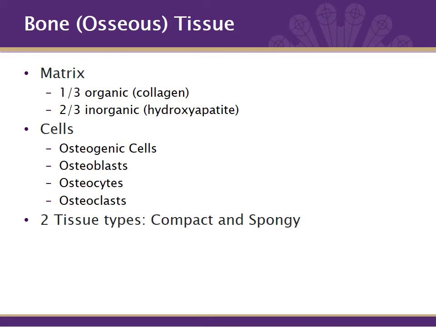They are found on the bone surface and have ruffled borders. The ruffled borders increase the surface area, which allows for osteoclasts to more efficiently reabsorb bone matrix. Bone tissue comes in 2 forms, compact and spongy bone. We will talk about the specifics of each momentarily.